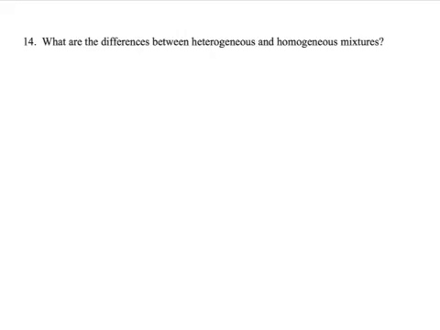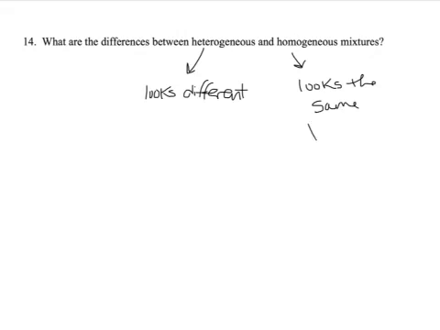Okay, the differences between heterogeneous and homogeneous. Heterogeneous looks different. You can see the different parts. Whereas homogeneous looks the same. A common name for a homogeneous mixture, sometimes they're referred to as solutions. So heterogeneous looks different, homogeneous looks the same.